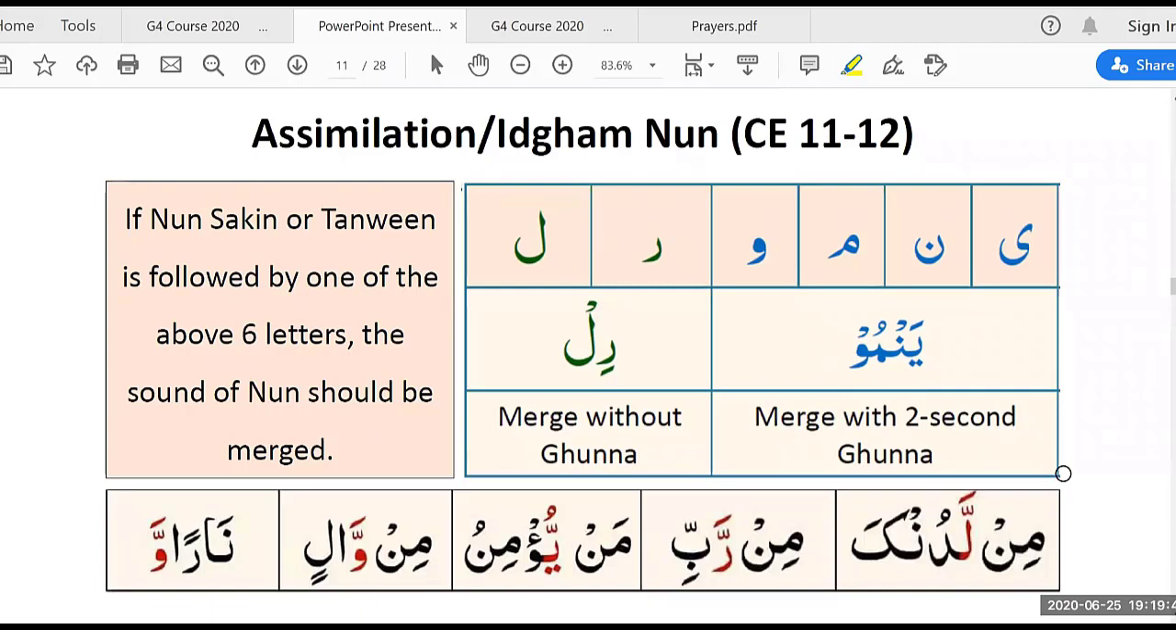The second category is idgham naqis. This is where we are going to make a nasal sound, or gunna, for 2 seconds. This idgham is applied on these 4 letters. Again, we can remember these 6 letters if we remember these 2 words, Yan, Mu, and Ril. So we can easily recall these 6 letters if we memorize these 2 words.